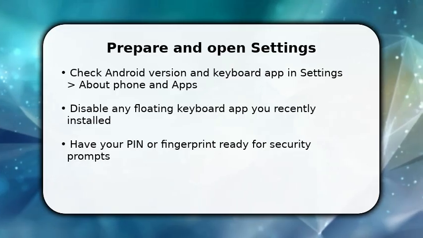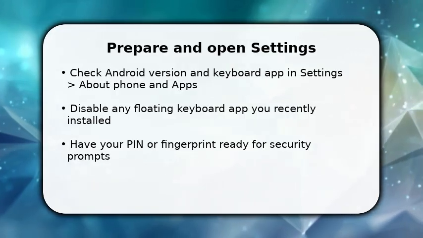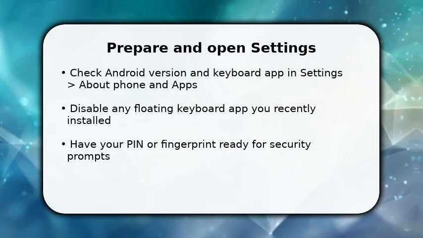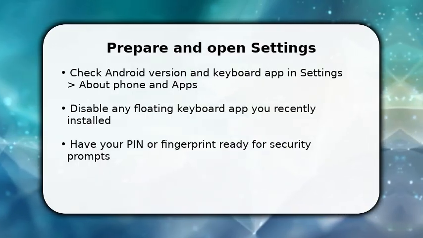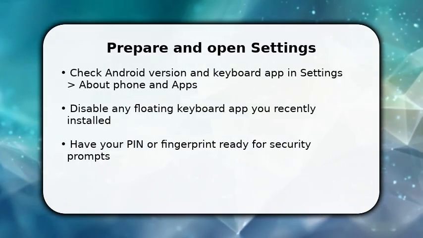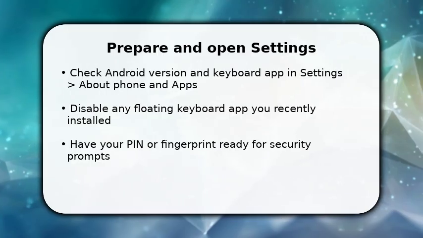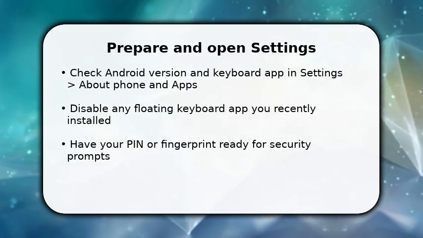You start by confirming prerequisites. Know which keyboard app is active and that you can unlock the phone. Open Settings now, then go to Apps or Installed Apps to find your keyboard entry. Once done, tap the keyboard app to view permissions and defaults. This is where pop-up behavior is often controlled.